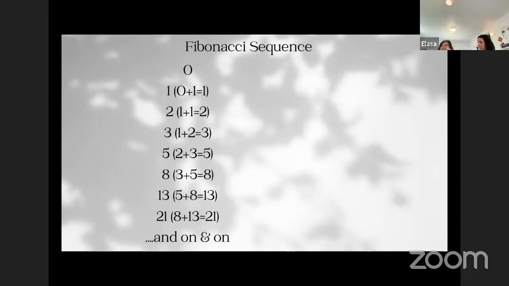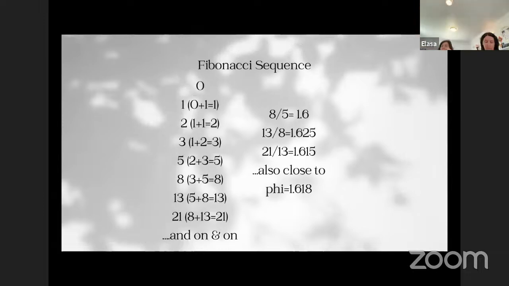The way we're going to see how this equals one, what was that phi ratio number, which also means golden mean? 1.618. We're going to start to see when you divide 8 by 5, it's 1.6. When you divide 13 by 8, it's 1.625, and so on.